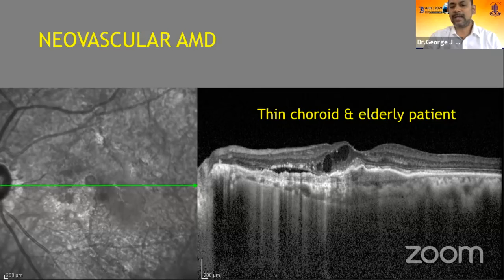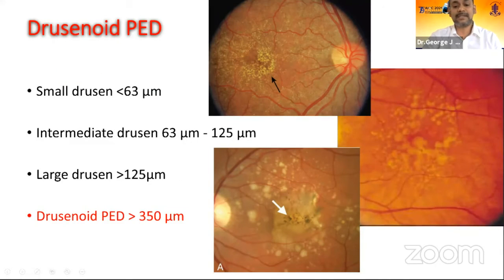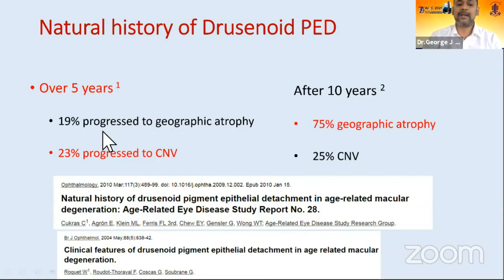Let us switch to neovascular AMD. Instead of a thick choroid, you're looking at a thin choroid and an elderly patient. SIRE is a shallow irregular RPE elevation on OCT, and this could be a telltale sign of a non-exudative CNV harboring in these shallow PEDs. So this is called a double layer sign of AMD, where usually the RPE separation is less than 100 microns in height and the linear dimension is more than 1000 microns. This comes in the setting of what Unni already described as a drusenoid PED or intermediate AMD that we see. And natural history has shown that 25% progress to CNVM in 5 years.